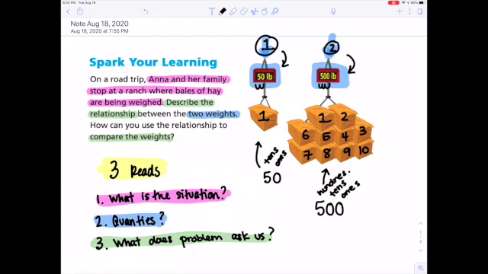Well, the other thing I can do is I can make it into a math equation. 1 times what equals 10? Well, by knowing my basic math facts, I know that 1 times 10 equals 10. So if I were to say, what is the relationship? I would say that 500 is 10 times more than 50. Because if you did 50 times 10, it would equal 500.